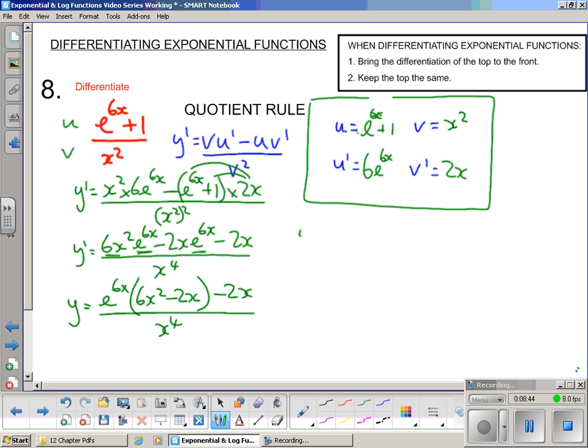Pretty yucky expression, but we've certainly taken the differentiation of an expression with e's in there and x's in there following the quotient rule. Didn't really make for a nice, neat answer, but still, we can do our best. Okay, moving on.